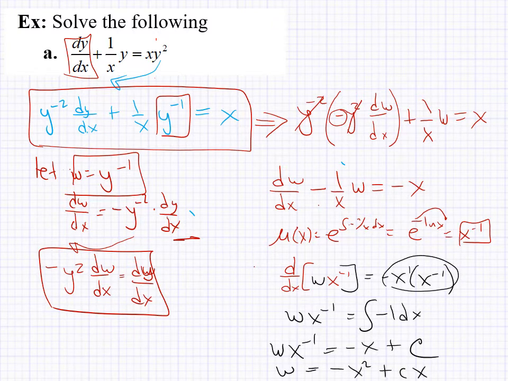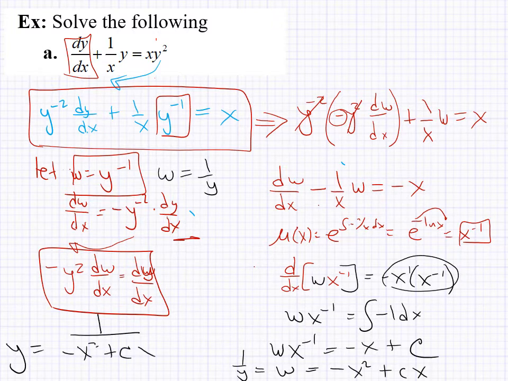Now that's w. Our substitution was that w equals y to the negative 1, or we could say that w equals 1 over y. Well, if w equals 1 over y, then what we know is that y equals 1 over w. So what I could say is that y equals 1 over w, so 1 over negative x squared plus cx. And so there's my solution to the Bernoulli equation.